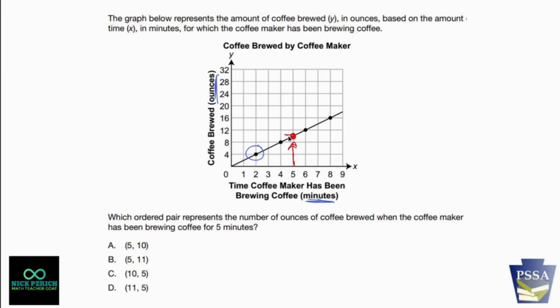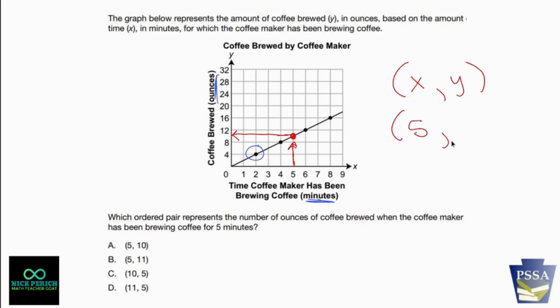Now that dot matches up with a y value exactly in between 8 and 12. So I know that coordinates are given to us in the form x, y. My x value is 5. My y value is exactly in the middle of 8 and 12.